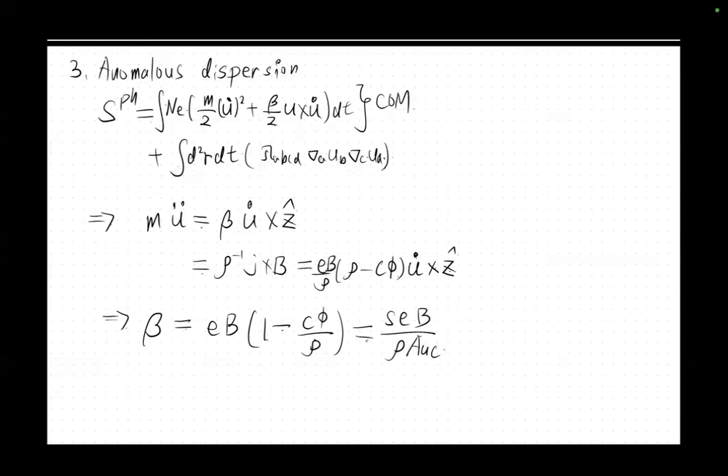A question: why is it u dot in the last step? In the last step, yeah. So J is e rho minus C phi, and then B is u dot. Oh, I see. u is the coordinate, so that is v. Right.